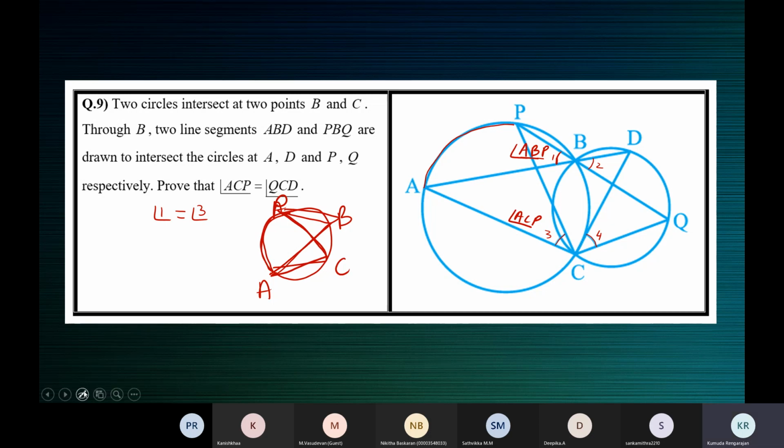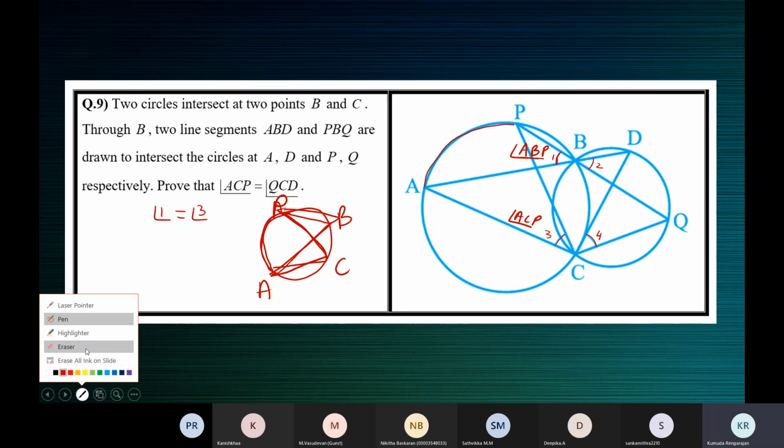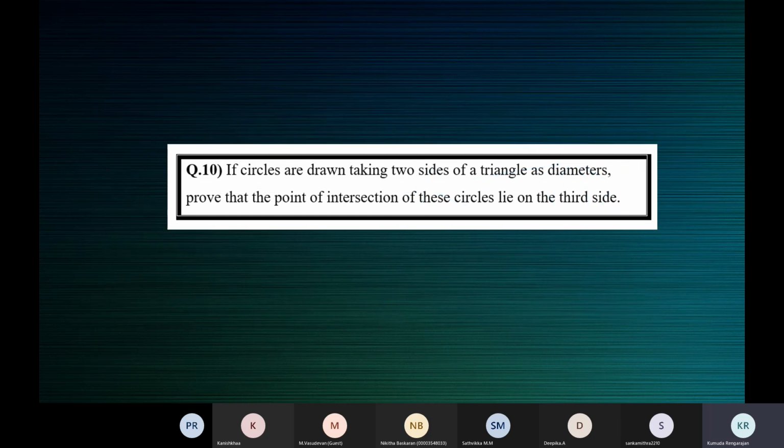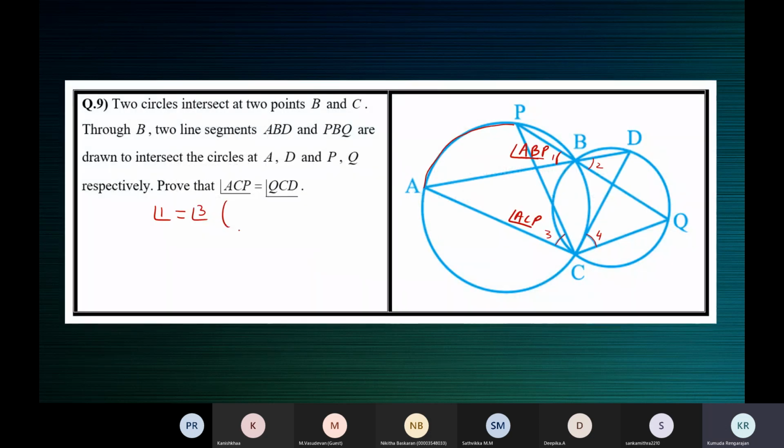So angle 1 is equal to angle 3. Angles in the same segment of a circle are equal. I'll just write same segment. I don't have the proof for this now, so you'll have to take a screenshot of this. Angle 1 is equal to angle 3, angles in the same segment of a circle are equal.